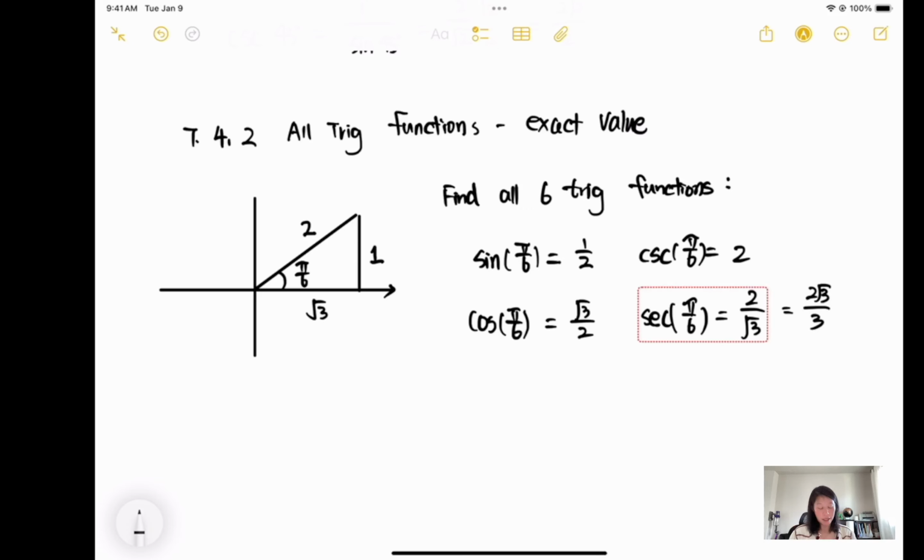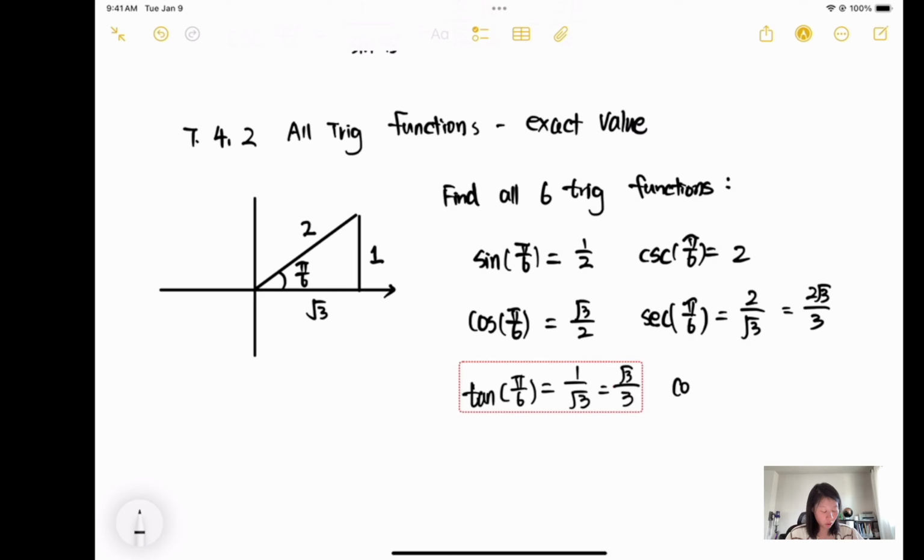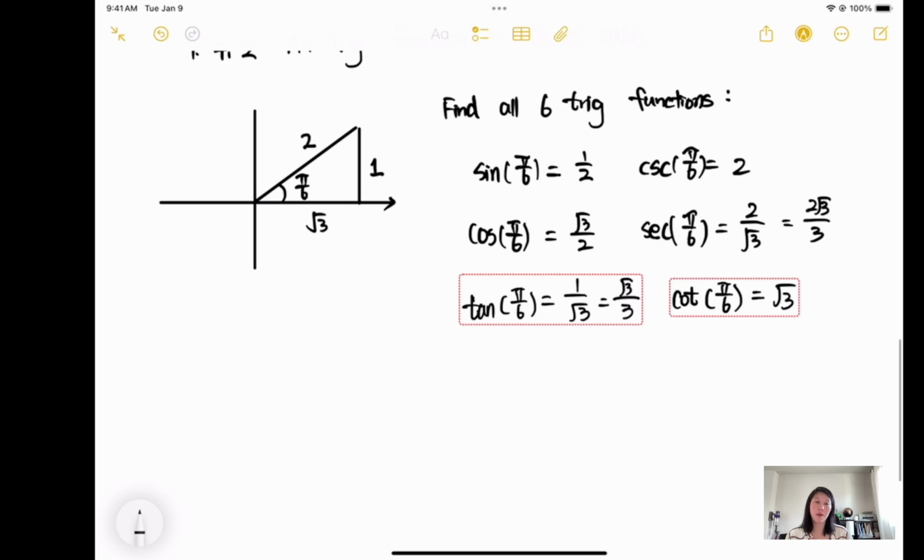Next, tangent pi over 6 is equal to the opposite side over the adjacent side, which is 1 over square root of 3. Rationalize it. We have square root of 3 over 3. So cotangent pi over 6 is equal to the reciprocal of tangent, which is square root of 3. That's it.